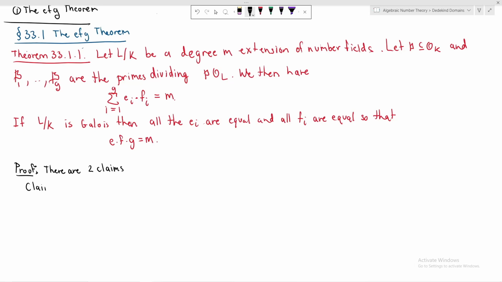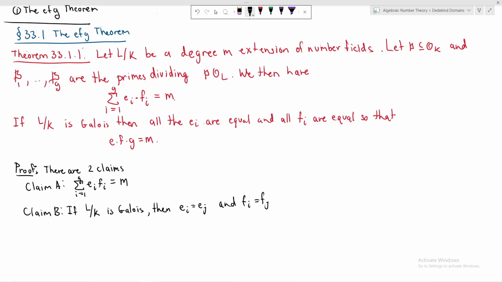So we've got claim A. Claim A says that the sum of these ramification degrees times the residue degrees is equal to the degree of the field extension. And then there's claim B, what happens when our field extension is Galois. Really what we need to show is if L over K is Galois, then E sub I equals E sub J, and F sub I equals F sub J for all I and J.